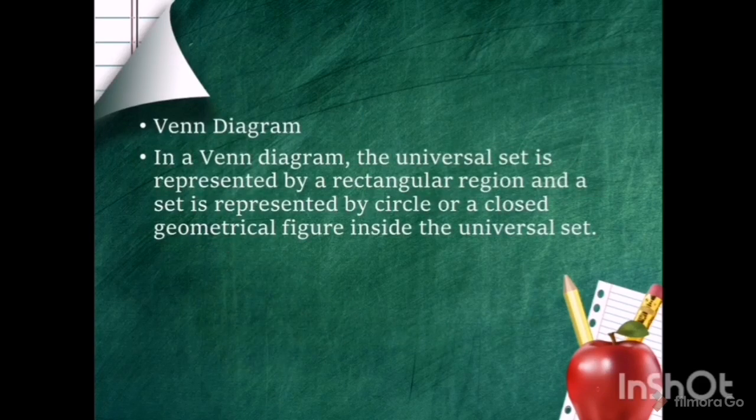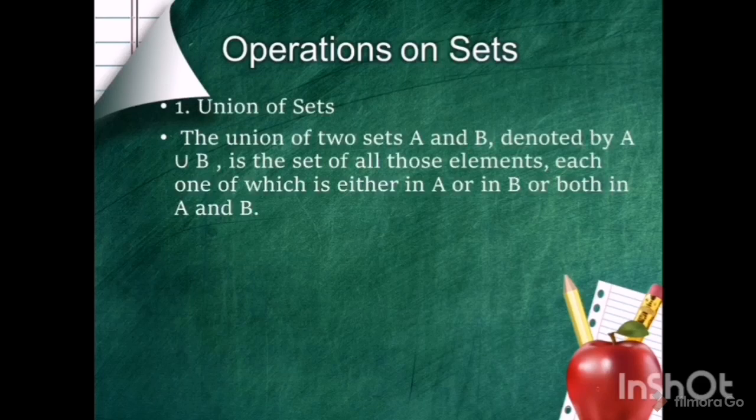So, let's proceed to the Venn diagram. In a Venn diagram, the universal set is represented by a rectangular region and a set is represented by a circle or a closed geometrical figure inside the universal set. So let's move on to the operations on sets. The first one is the union of sets. The union of two sets A and B, denoted by A union B, is the set of all those elements, each one of which is either in A or in B or both in A and B.